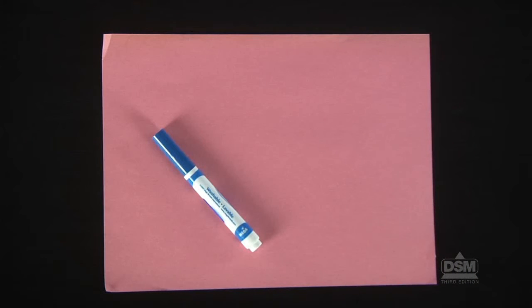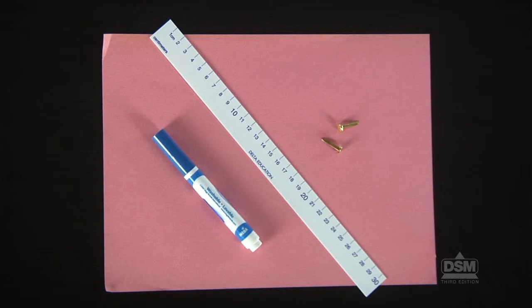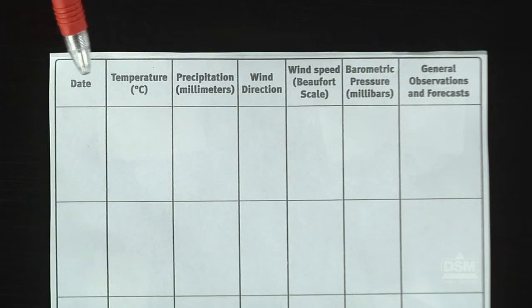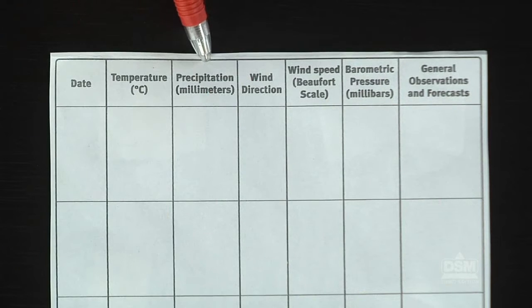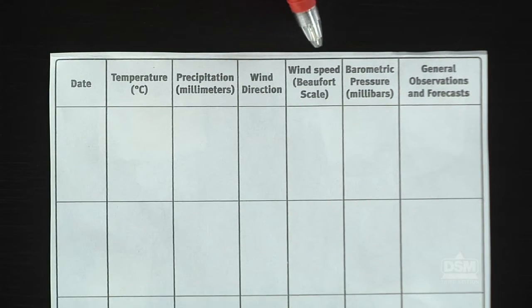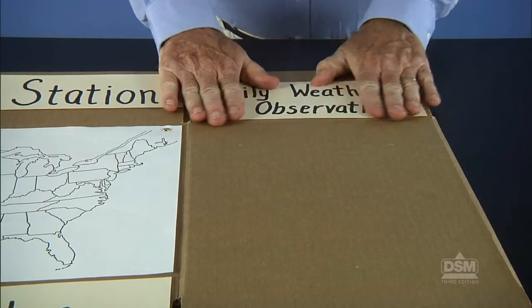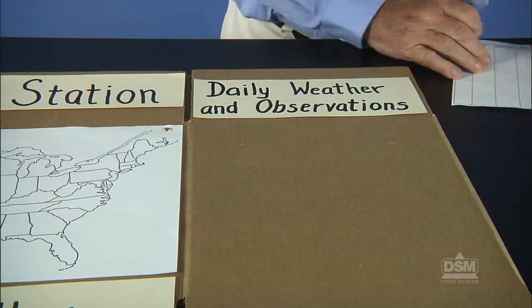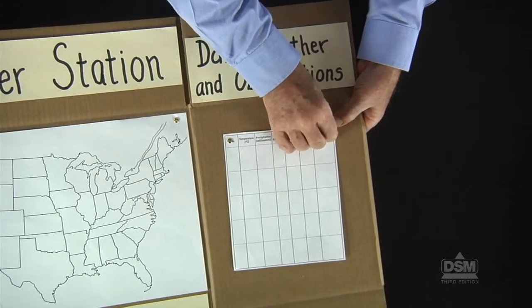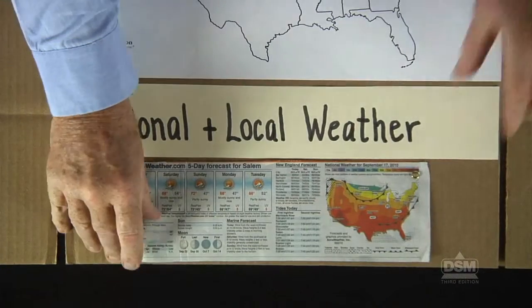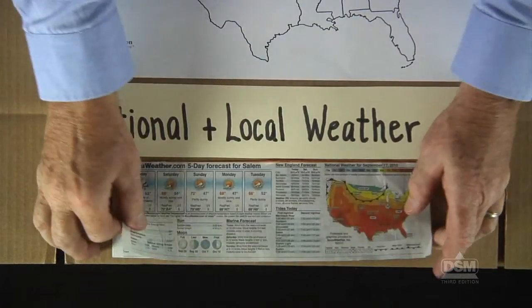Distribute 2 copies of Activity Sheet 2 to each student and 1 sheet of construction paper, a marker, a ruler, and 2 fasteners to each team. Next, recreate the chart from Activity Sheet 2 onto a sheet of construction paper, or make extra copies of the chart. Have teams retrieve their weather stations and write daily weather and observations on the upper part of the right-hand panel of their weather station. Use 2 fasteners to place the chart they created under this heading.